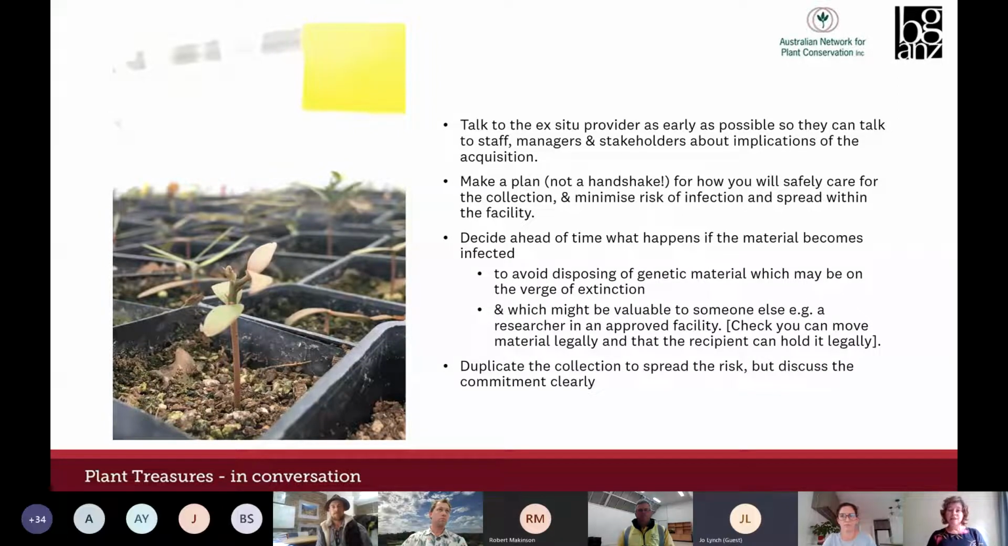Make sure you decide ahead of time what happens if the material gets infected, to avoid disposing genetic material which may be on the verge of extinction or really valuable to somebody else, like a researcher in an approved facility. And duplicate the collection to spread the risk if you can, and ensure that place knows all about how to care for it.